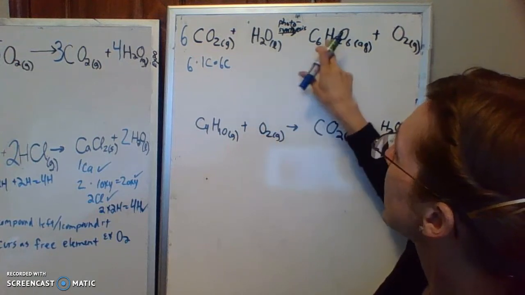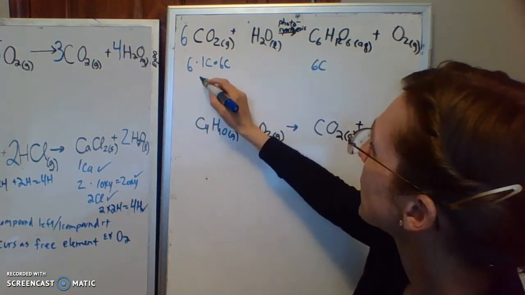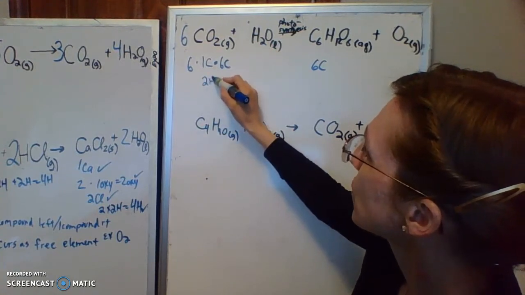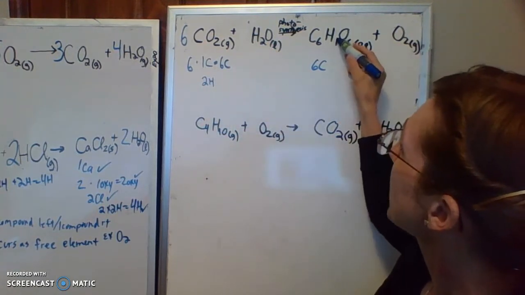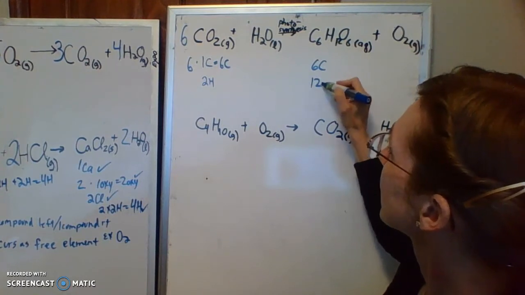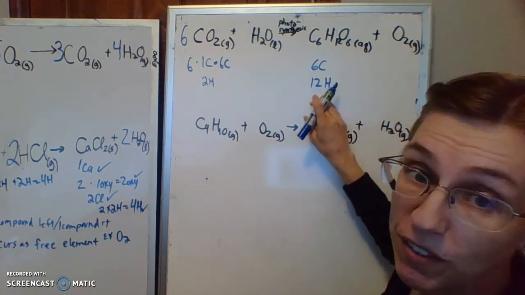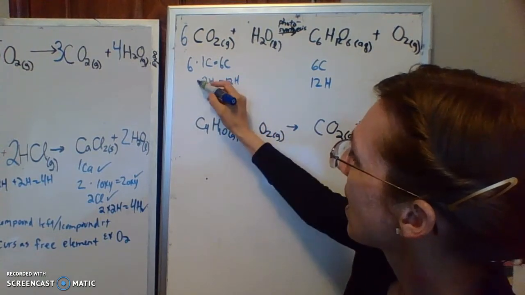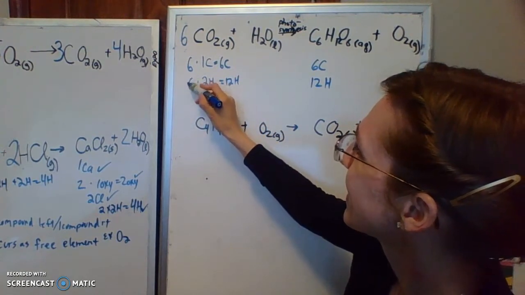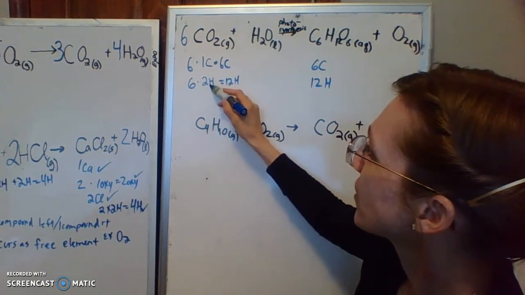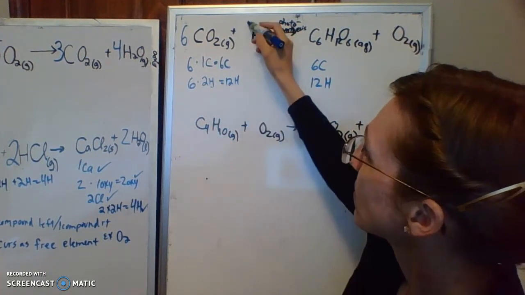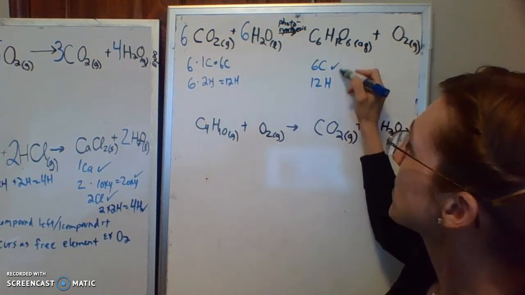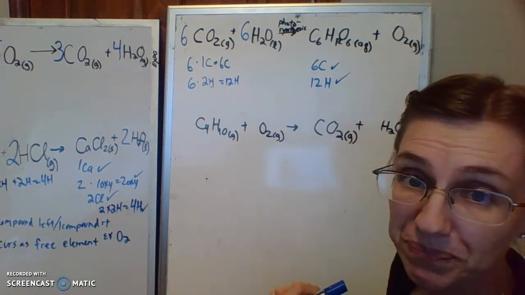Hydrogen is only in one thing here and one thing there, so that's the next one we're going to do. This one comes in sets of 2, so every water has 2 hydrogens. This one has 12 hydrogens. Well, clearly 12 is the bigger number, so we want 12 over here. And that means we're going to need 6 of the waters in order to get up to 12. So our coefficient is 6 there. Now our carbons are balanced and our hydrogens are balanced.